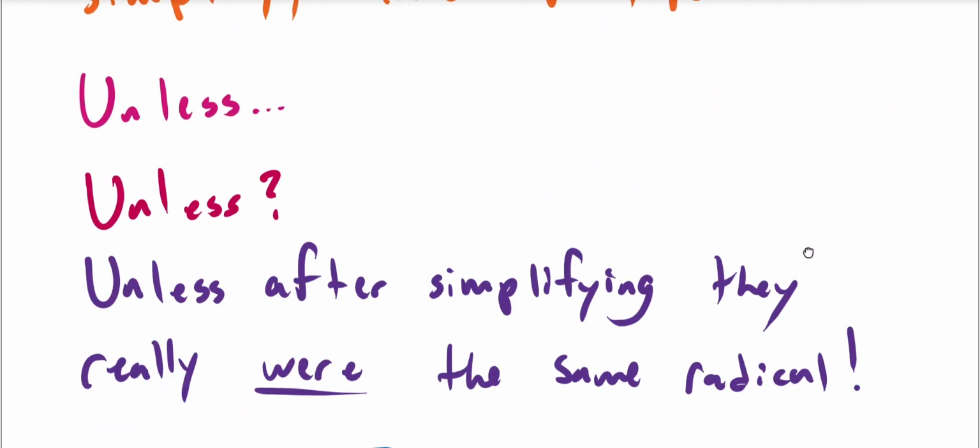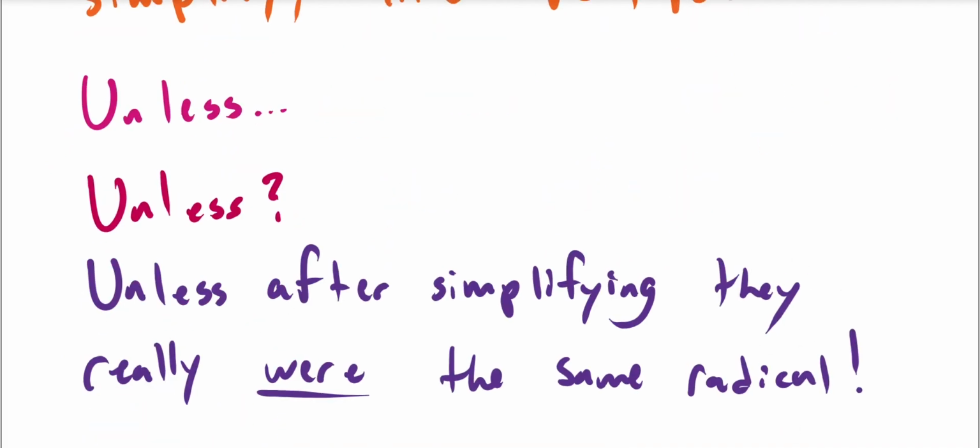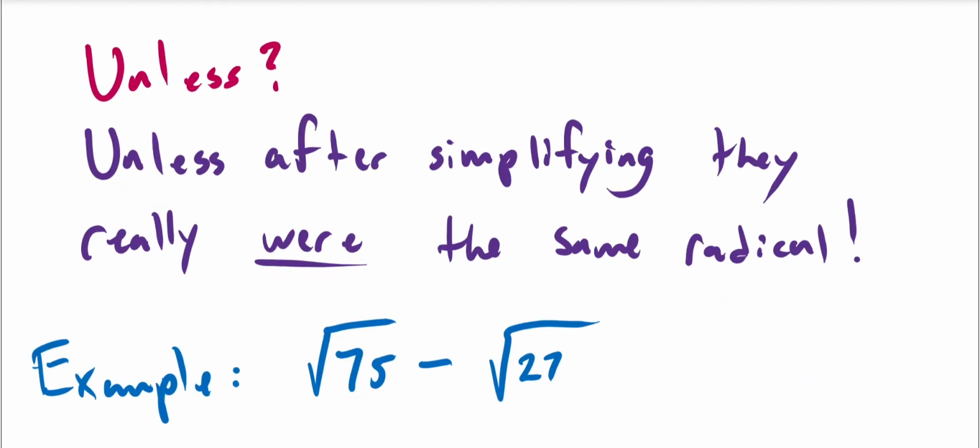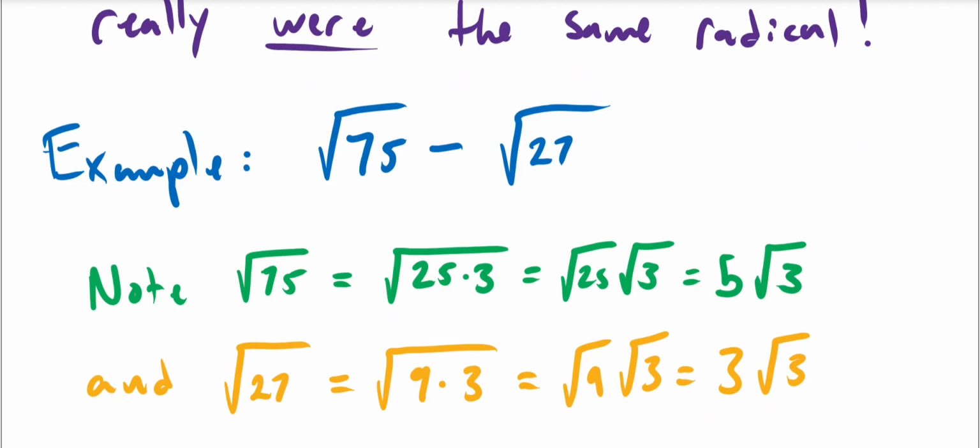Unless after simplifying, they turned out to really just be the same radical after all, with perhaps a different coefficient. Let's take for an example the square root of 75 minus the square root of 27. Now you might say right off the bat, well, these don't have the same radicand, we're out of luck. But let's first try to simplify everything that we can. We saw in the last video how to simplify radical expressions. Here's a nice little shortcut for when we're dealing with square roots. If I can see that there is a square in there, like in this case 25 is a part of 75, well, I can take the square root of both parts.